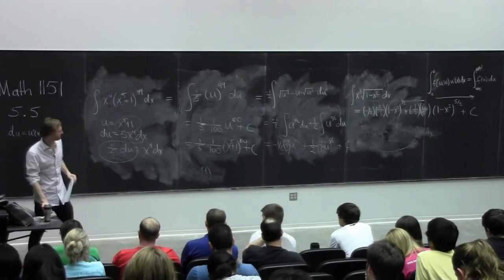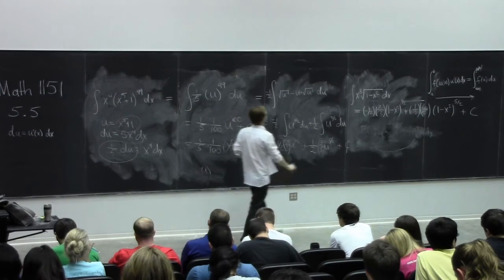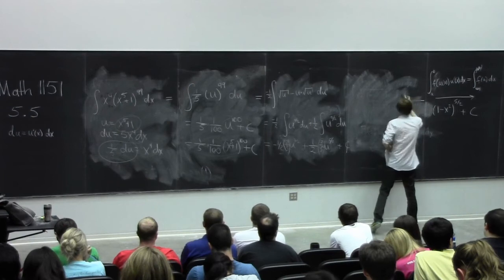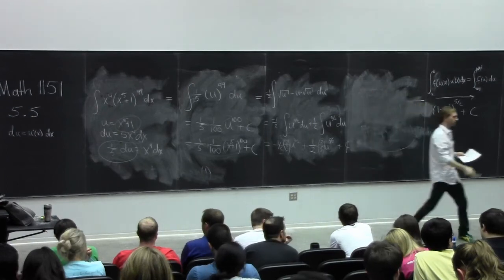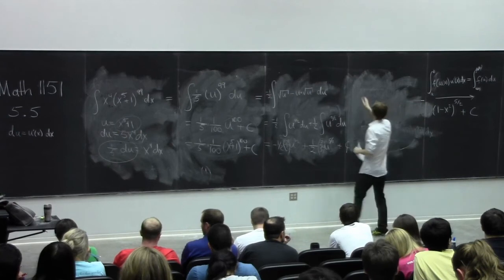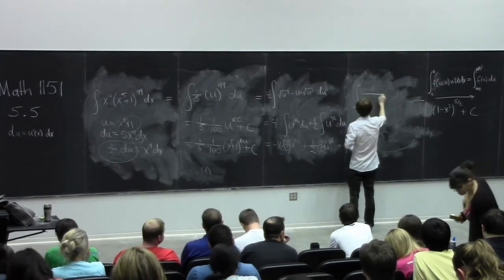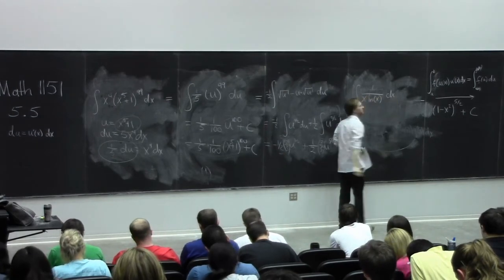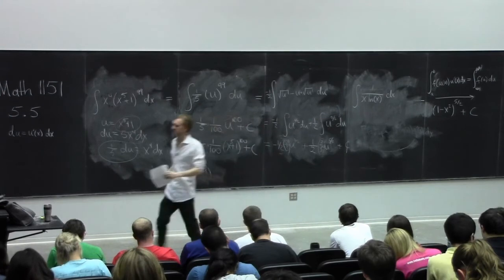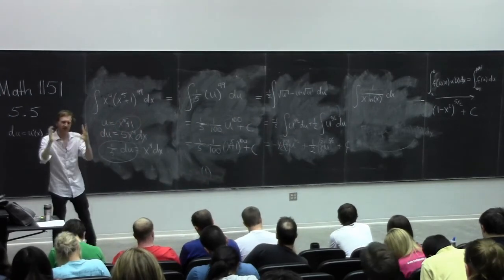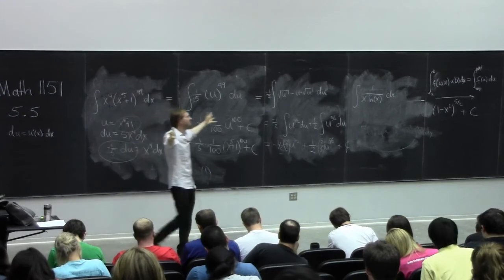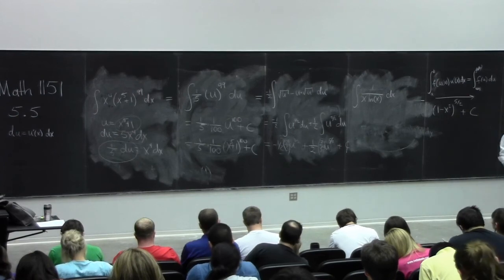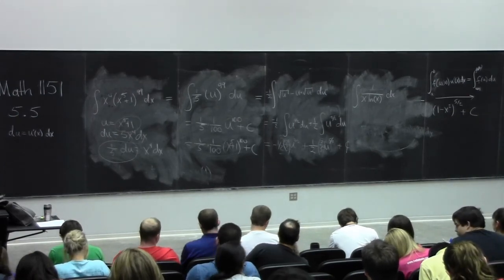Oh! Okay, this is one of my favorite problems. Let's do this one. Antiderivative of 1 over x natural log of x dx. We want to use u substitution somehow. So that means you have to find some inside function and some outside function somehow, right?